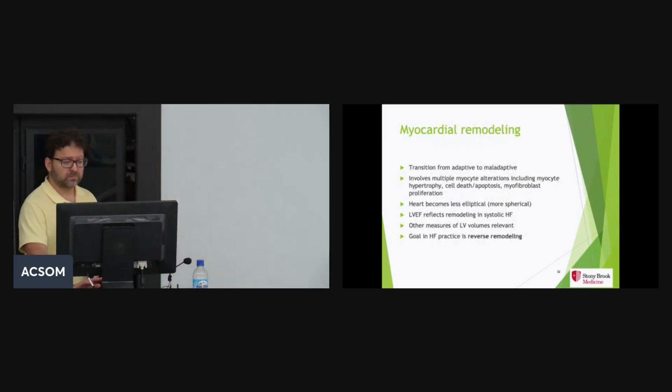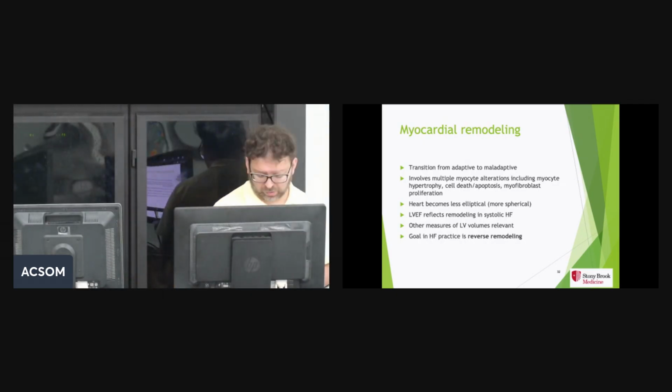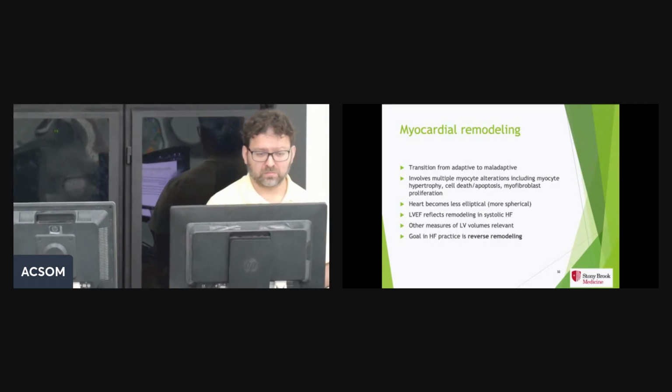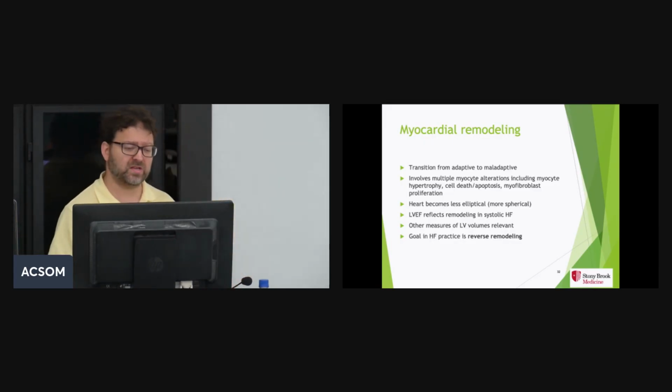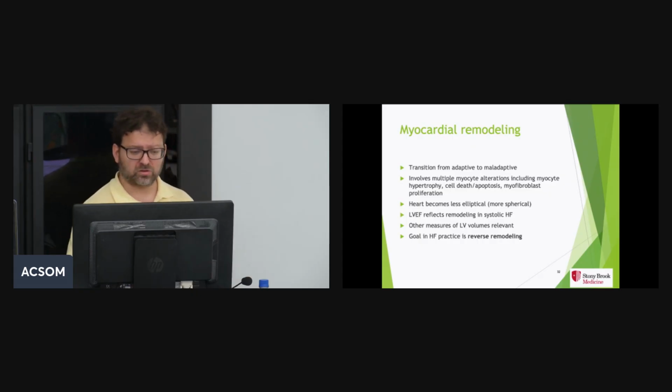Remodeling, okay? This is what we're trying to prevent long term. It involves multiple myocyte alterations, including myocyte hypertrophy, cell death, apoptosis, and myofibroblast proliferation. The heart becomes less elliptical and more spherical. The ejection fraction reflects remodeling in systolic heart failure, and other measures of LV volumes are also relevant. The goal of heart failure therapy is to reverse remodeling.